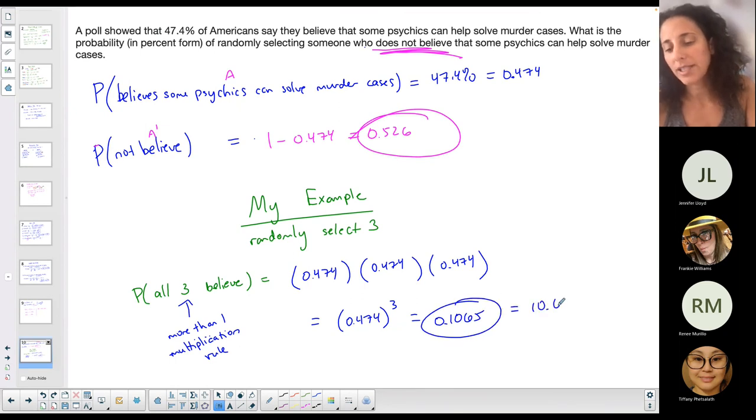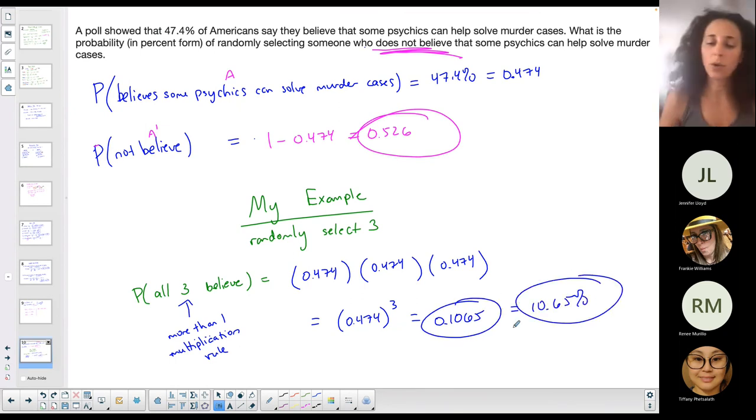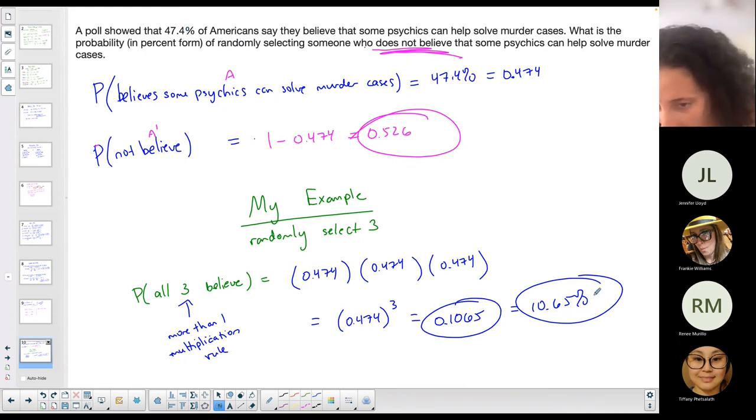There is a 10.65% chance that I randomly go up to three people and ask them if they believe that psychics can help solve murder cases, and they all believe it. 10.65% chance. And anything above 5% is considered likely. So that's likely, which would make sense because almost half of Americans say they believe that. So I would imagine that if I randomly go to three, it would be likely that the three of them believe. Not extremely likely, obviously, but somewhat likely.